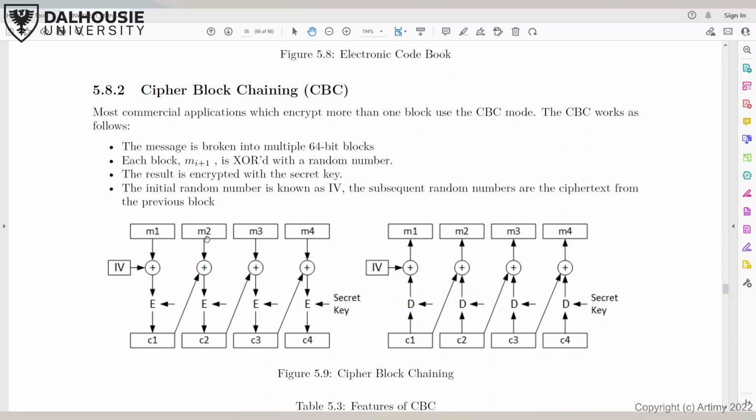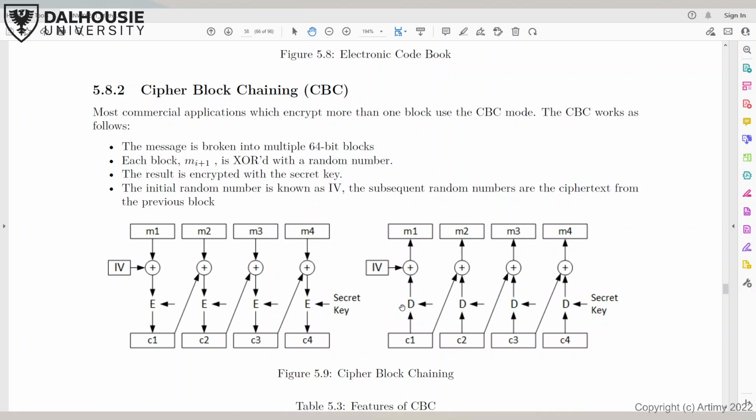If M1 and M2 are the same, but M1 is XORed with the IV here, while M2 is XORed with the C1, then even if message 1 and message 2 are identical characters, what's encrypted is not the same, and consequently the C1, C2 and C3 will not be the same. Right?